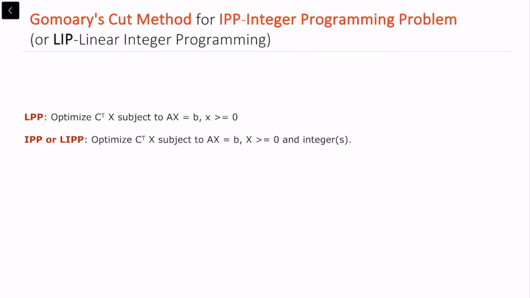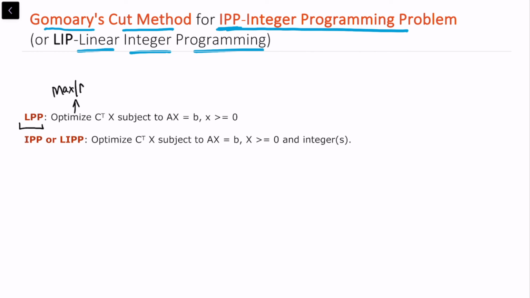In this video, I'll be talking about Gomory's cut method for integer programming problem. We may also call this LIP, that is linear integer programming problem, or we may simply call this IPP, integer programming problem. Now in linear programming problem, we have an objective function which may be either a maximization or minimization of C transpose X subject to the constraint Ax equal to B and X greater than or equal to 0.